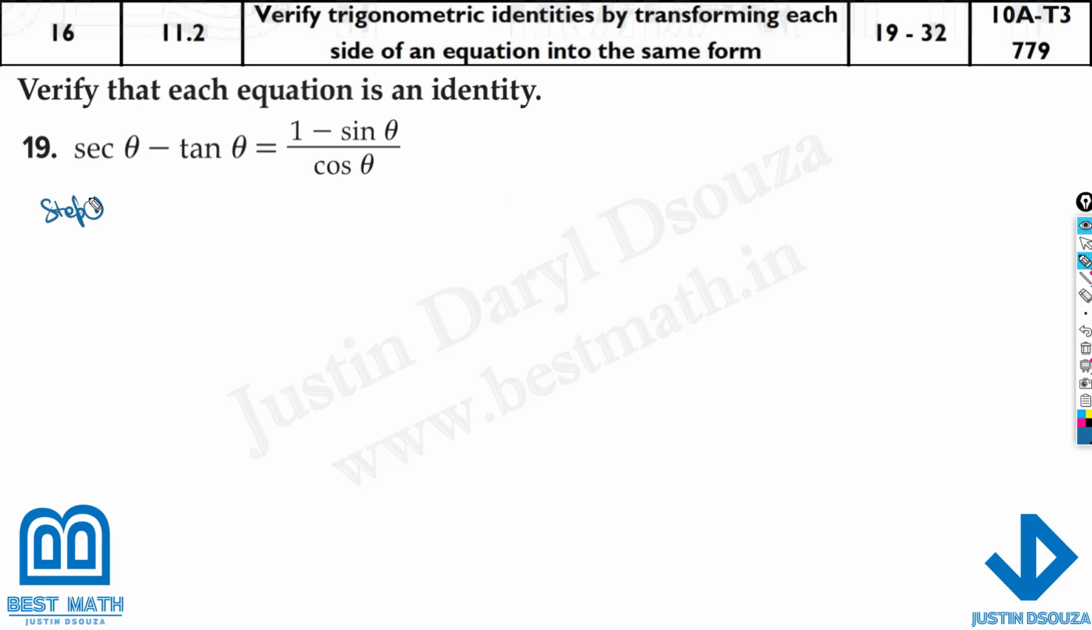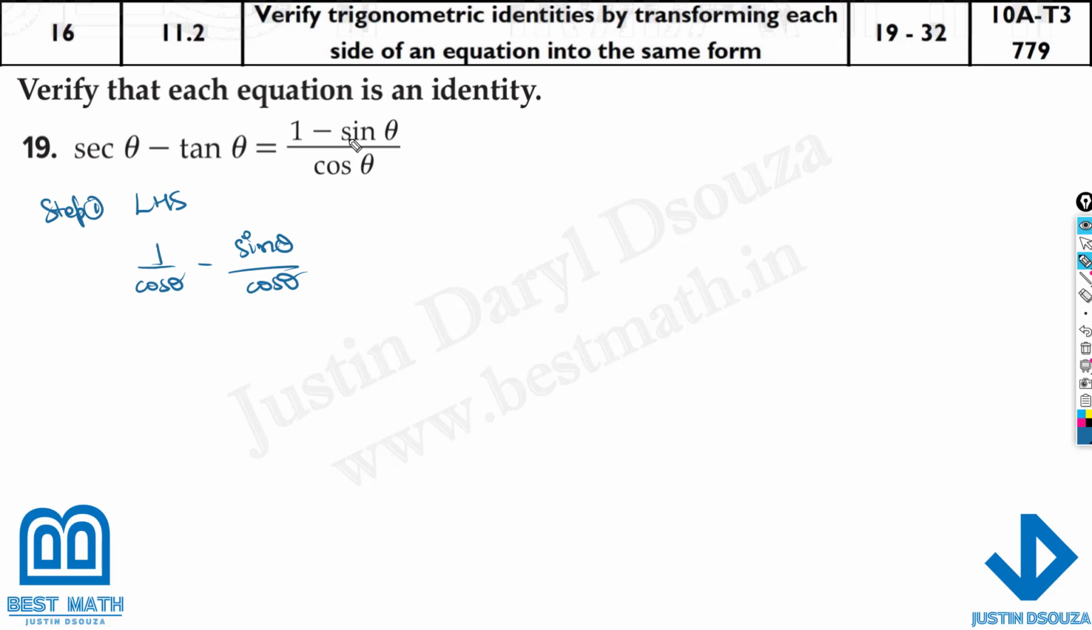Let's take the left hand side, LHS. Let's transform this. What is secant exactly? It's 1 by cosine theta, right? Minus, what is tan theta? It is sine theta by cosine theta. Okay, now I can easily tell this is done. You don't even need to transform the left side.